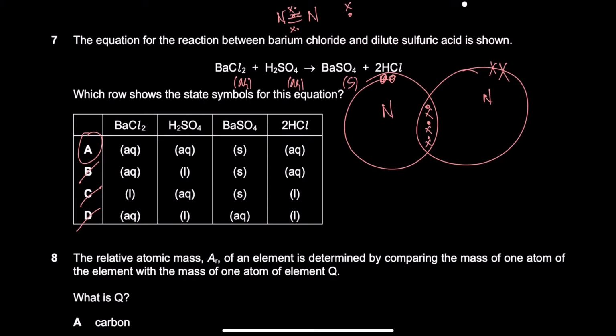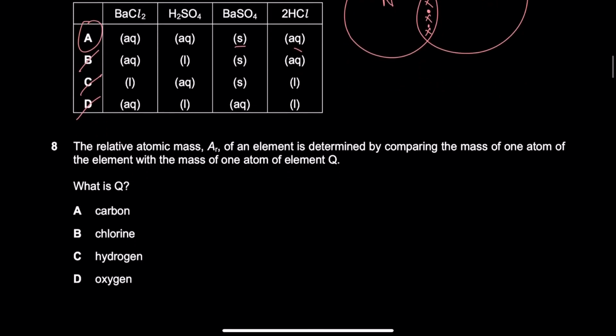All sulfates, NACSAC, we learned that all sulfates are soluble except for lead, mercury, silver, calcium, strontium, and barium. So you realize that barium sulfate is insoluble, therefore it'll be solid state, and HCl is again aqueous, right? Solid, aqueous is the right option.